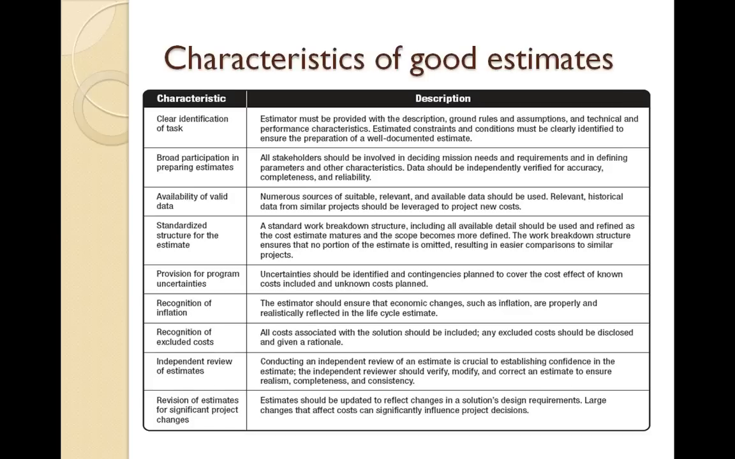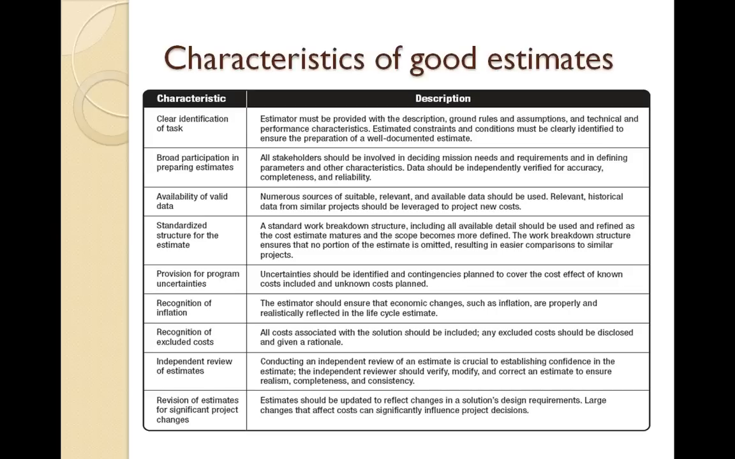The next guideline is broad participation in preparing the estimates. It is very important that the team members who will be working on it, as well as the project managers, team leads or architects, are involved, so that you're covering all the different aspects and making sure that it is accurate, complete, and reliable. You also need to have valid data for the estimates, and you can have numerous organizational sources that you can use for that. But if you have valid data that you can depend on, that will always come in handy for estimating the next project.